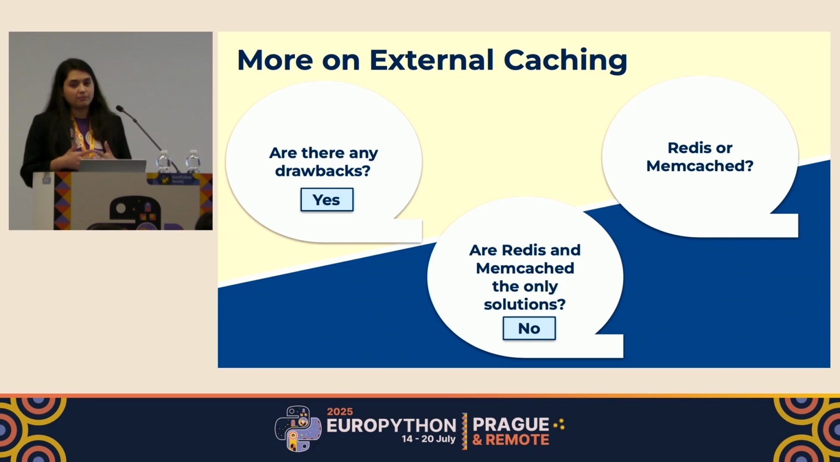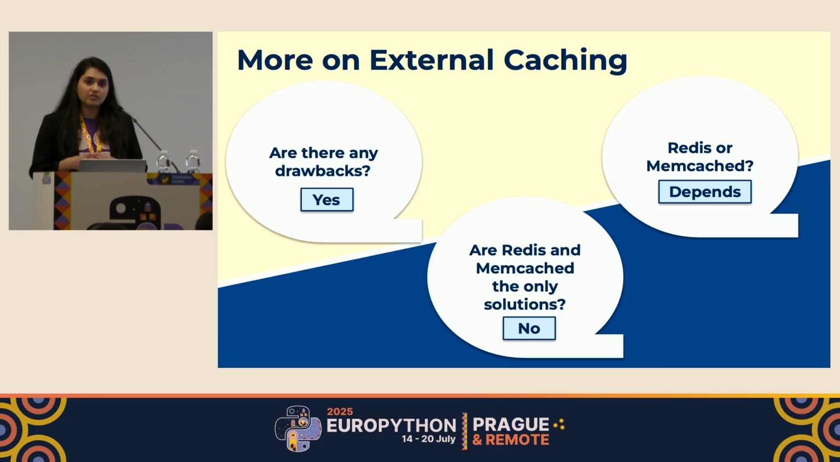Out of Redis and Memcached, which is better? While both are excellent caches, the choice depends. We typically go with Redis if we want more than normal key-value caching. It's more feature-rich and more flexible. Memcached, on the other hand, is simpler, quick, ultra-lightweight, no-frills caching.